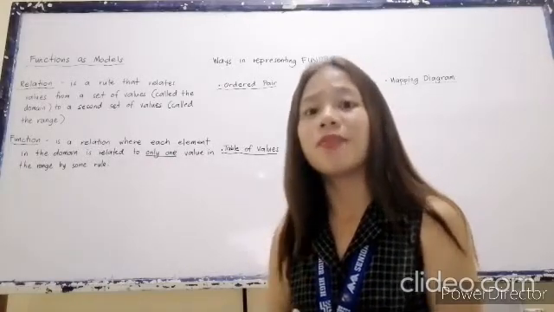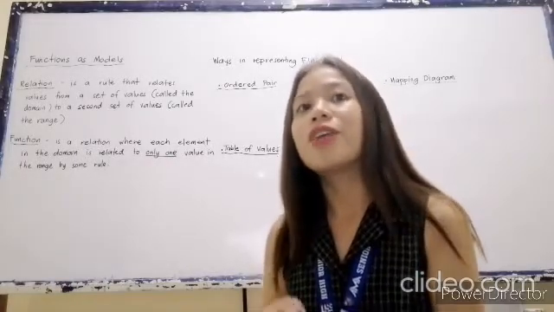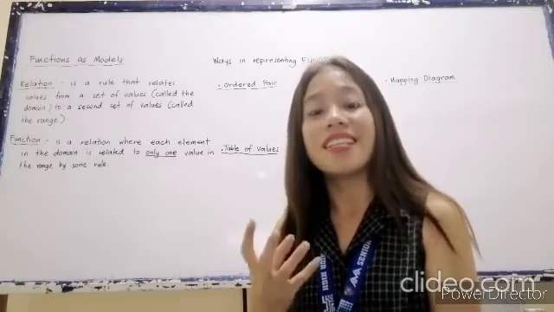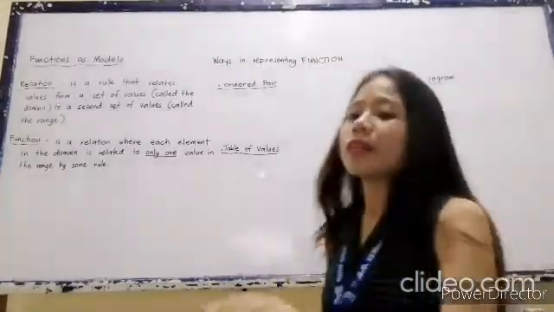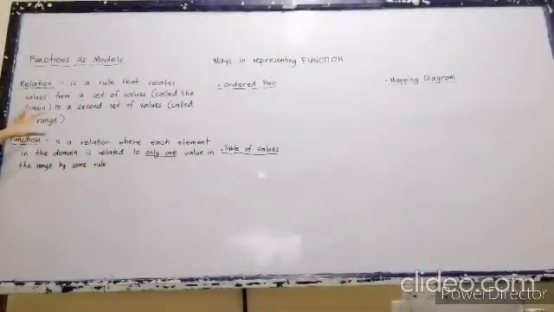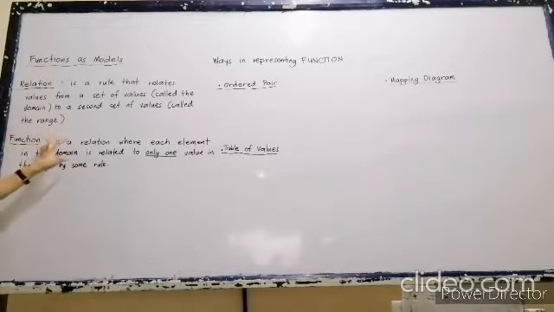Function is a relation. So let me discuss first, what is a relation? A relation is a rule that relates values from a set of values, which we call the domain, to a second set of values called the range. So, bottom line, class, when we say relation, it is the connection between two particular values.